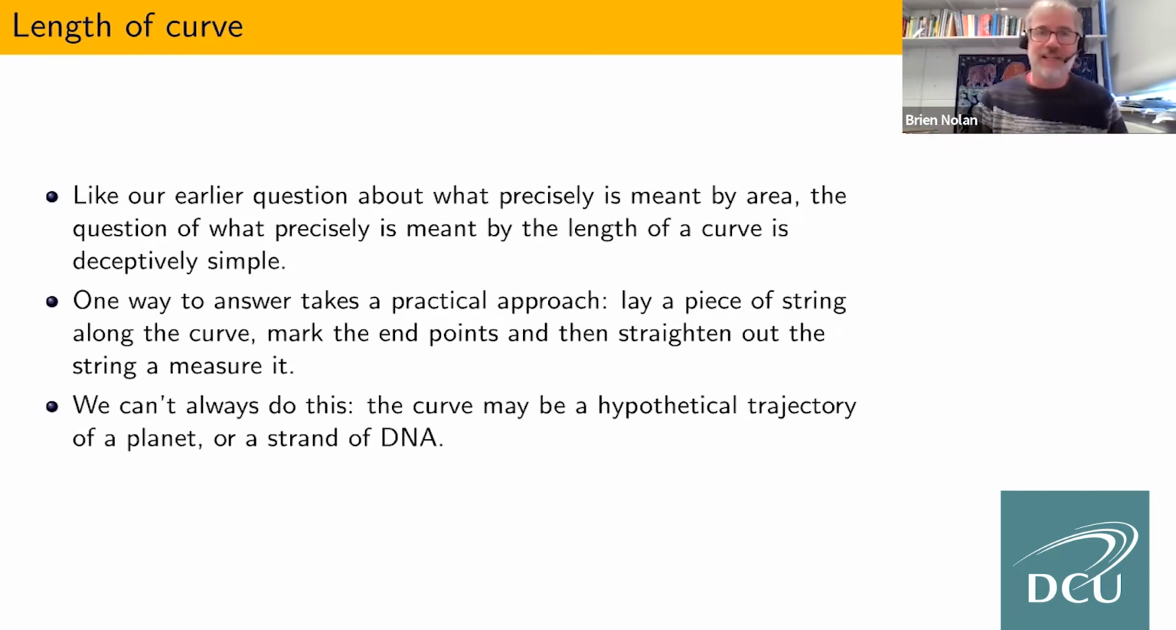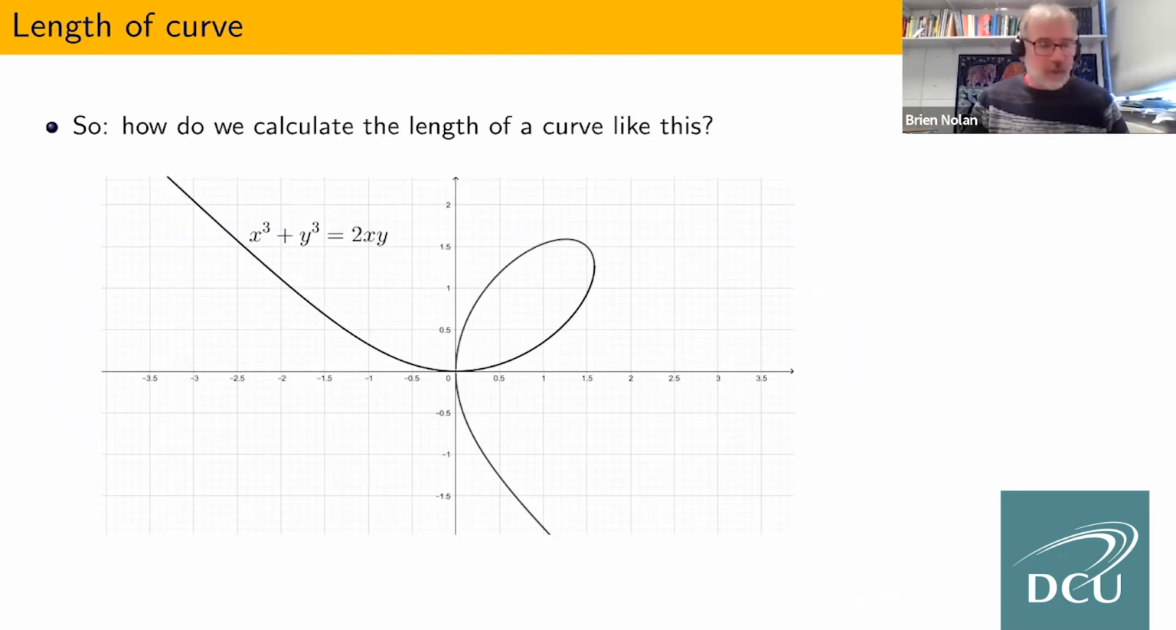Because we don't always have access to that curve with the piece of string, because this curve might be a hypothetical trajectory in physics, talking about the orbit of a planet around the sun or something like that, or it might be some microscopic strand of DNA where we can't literally lay out a piece of string. Okay, so we'll think carefully about this idea of what do we mean by length and how can we get at it? How can we measure length? So for example, how would we mathematically measure the length of this curve here, whose formula is given in terms of x's and y's?